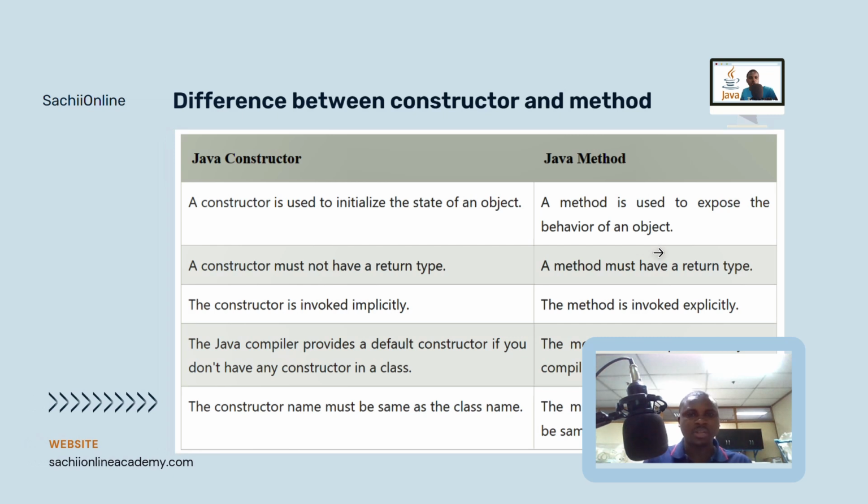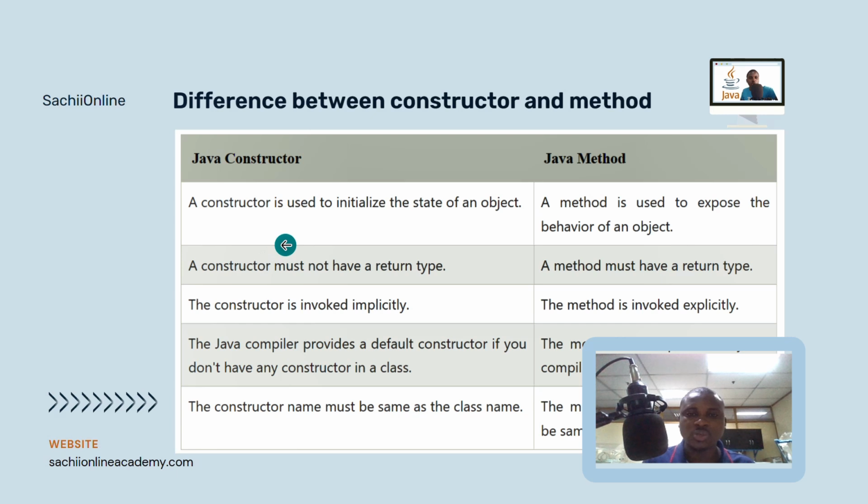Okay, before that, let me explore the difference between the constructor and a method. Remember, we said that a constructor and a method are just the same thing, only that they differ in some things. The constructor is a special method in Java. How special is it, and how does it differ from the normal method that we have in Java? So let's talk about this.